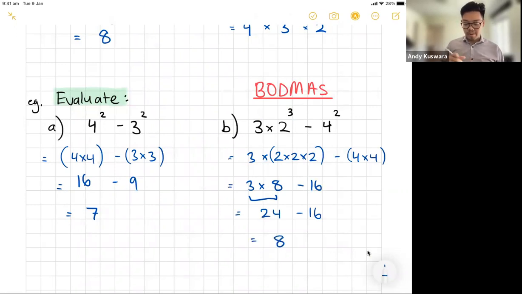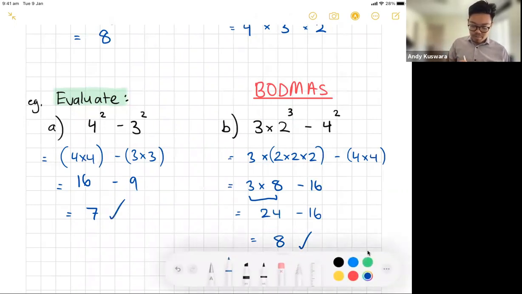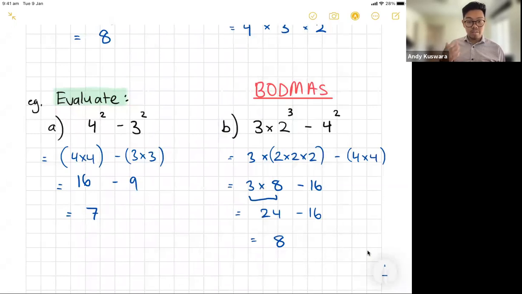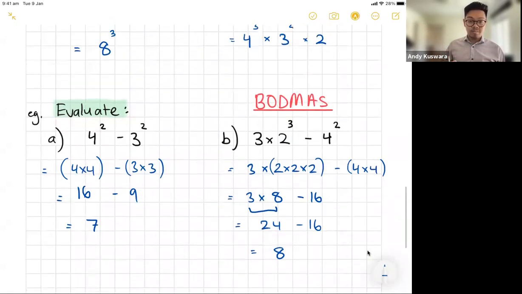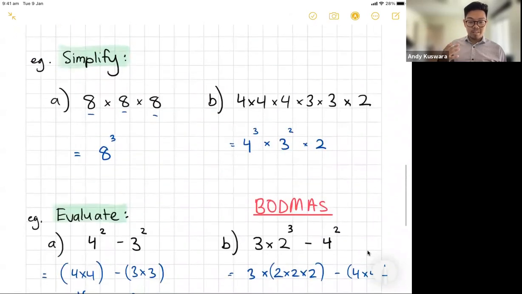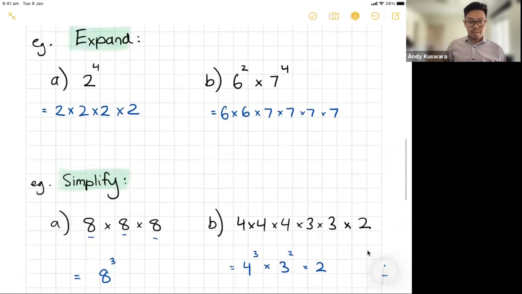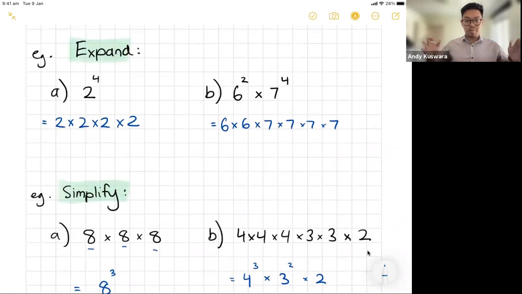And so that would be evaluating. See how we've just got an actual answer, an actual number. That's what it means to evaluate. So remember, evaluate is get the actual number, the actual answer. Simplify means to write it in indice form, so write it using indices. And expand means to write it with all the multiplications and stretch it out.